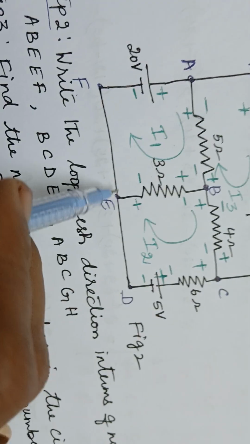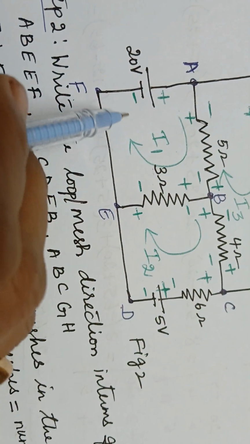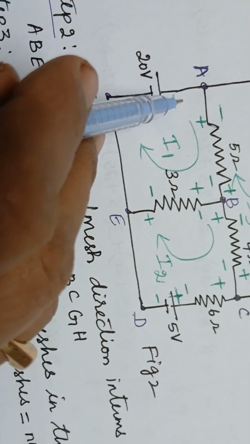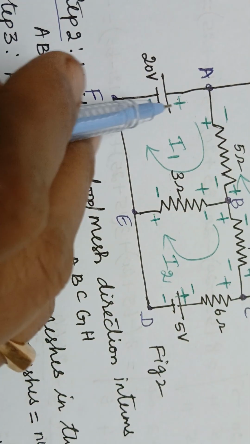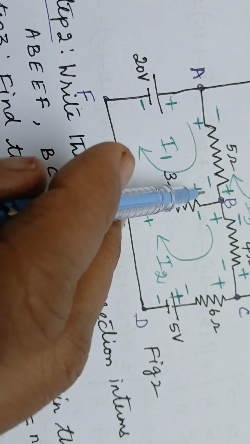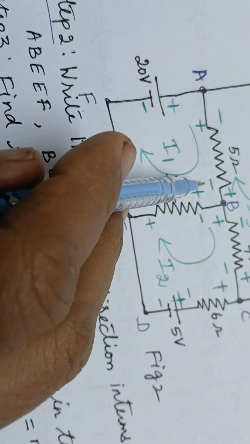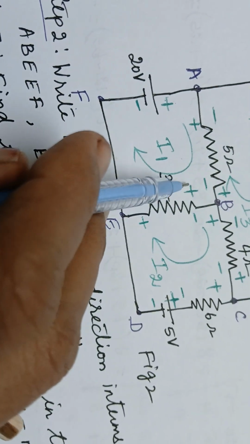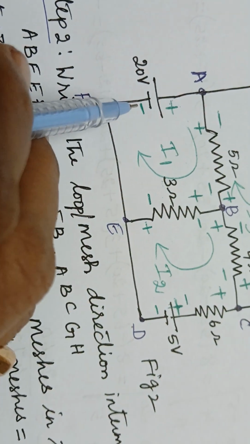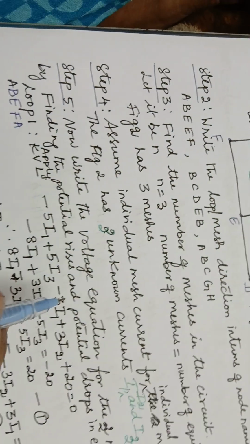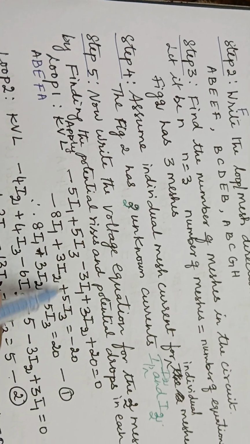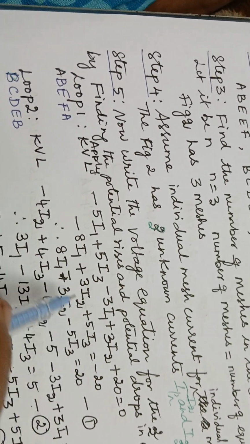Okay, and then here the current entering is minus to plus. Minus to plus means potential rise. Plus to minus means potential drop. Plus to minus means again potential drop. Minus to plus means potential rise. It is plus 20 is equal to 0. Simplifying, we are getting this equation.